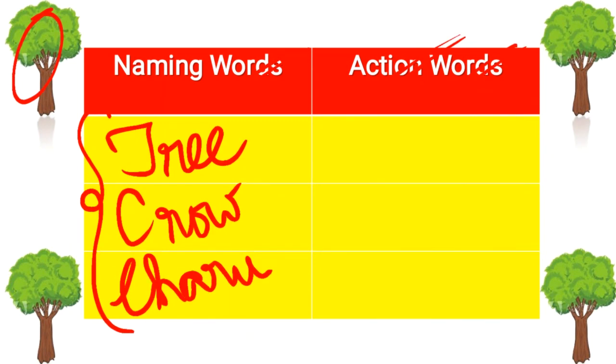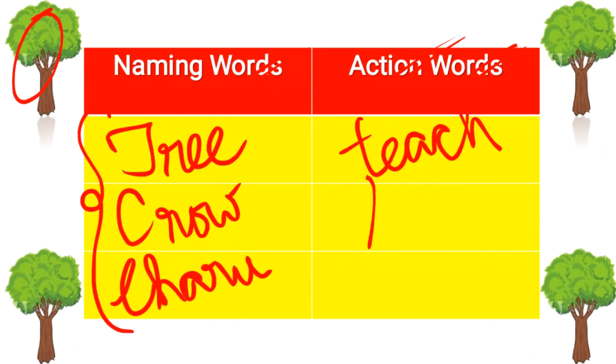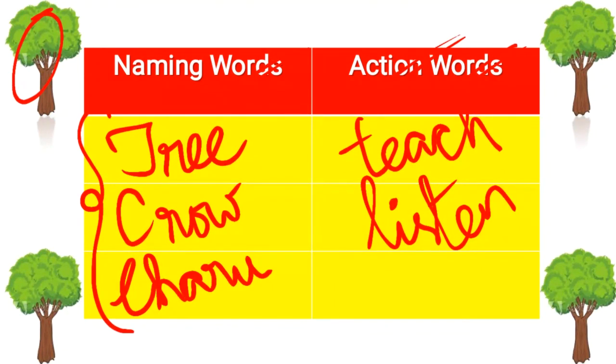Okay children, yes. So for example, teach, that is action. I am teaching you now, right? Teach. And then you are listening to me, that's an action, listen. Yes, so when I am teaching, you are listening to me, and when you are listening to me, you are taking notes. Yes, then you are writing. So write, that's also an action. So this is how you should write naming words, action words. Do you understand children now?